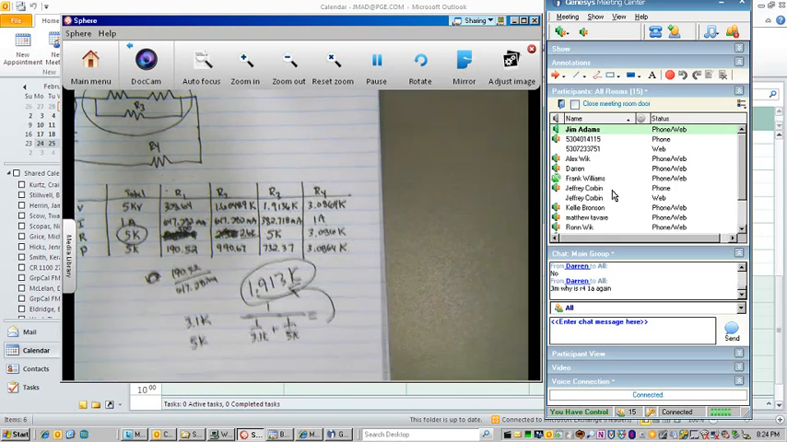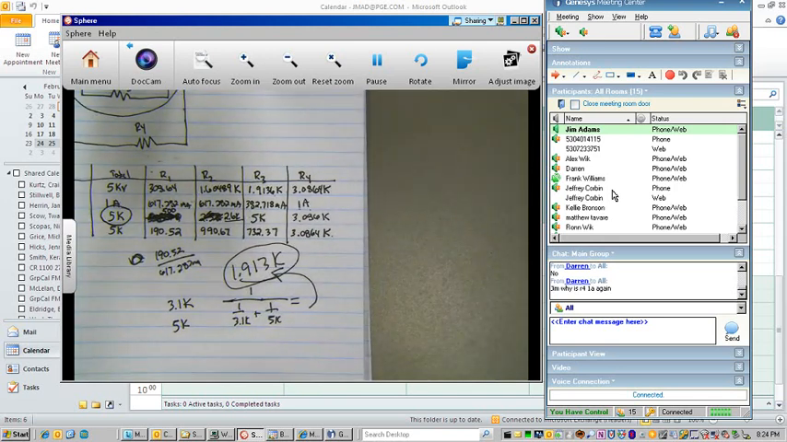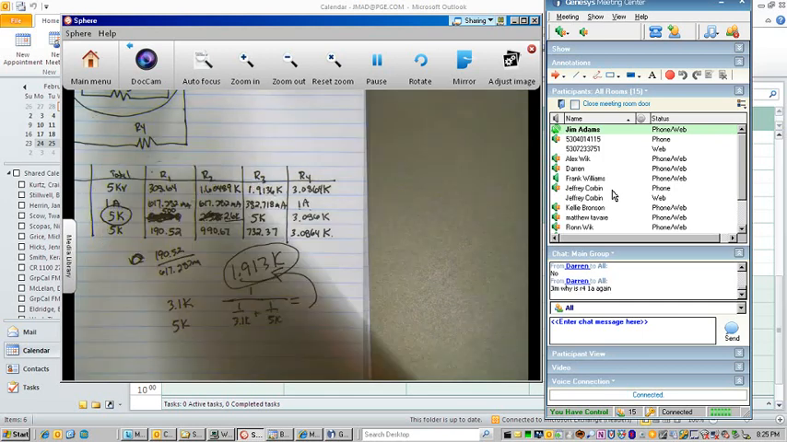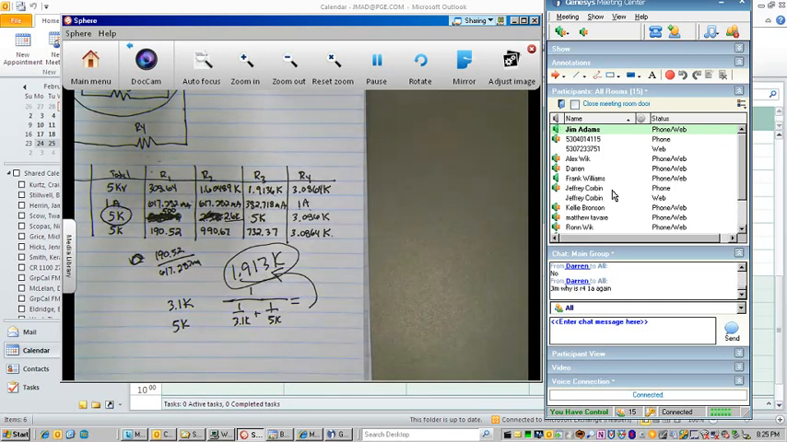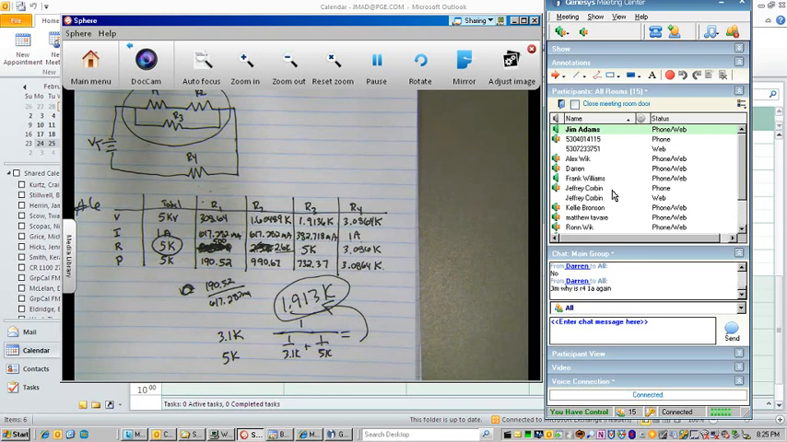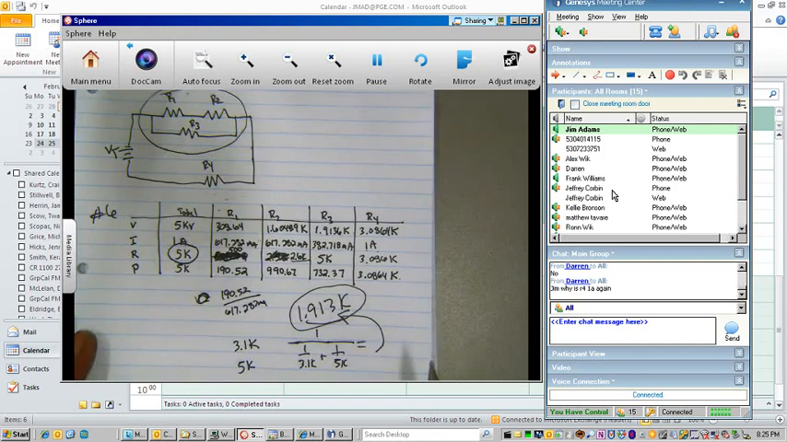So let's go ahead and calculate it out. So first, we add R1 to R2. So 500 plus 2.6 K, that's 3.1 K. And that's in parallel with R3, which is 5 K. So that's 1 over 3.1 K plus 1 over 5 K. And that should equal 1.913 K. Cool. So, 5 K is right.